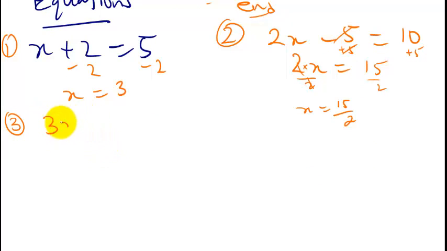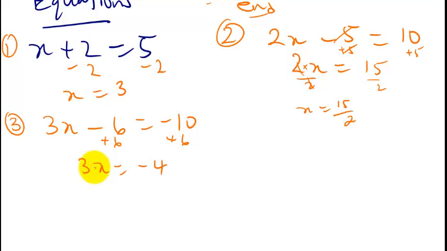So another one. 3x minus 6 is equal to minus 10. Alright, what do I get rid of first? The minus 10, the minus 6, or the 3? I get rid of the minus 6 because I want to make x the subject. So that becomes plus 6 onto minus 10, which equals 3x. Minus 10 plus 6 is minus 4, and then you divide by 3.